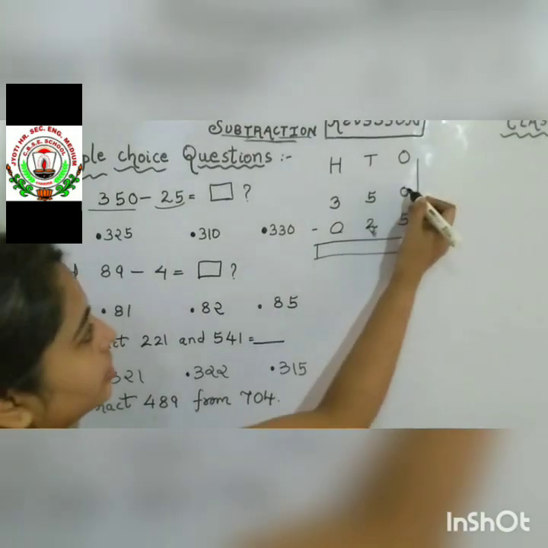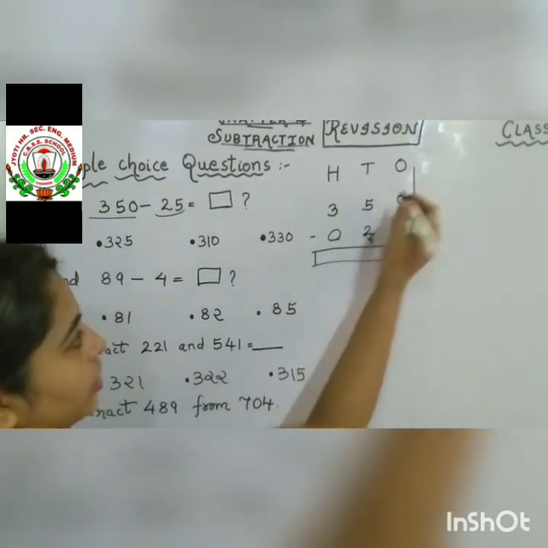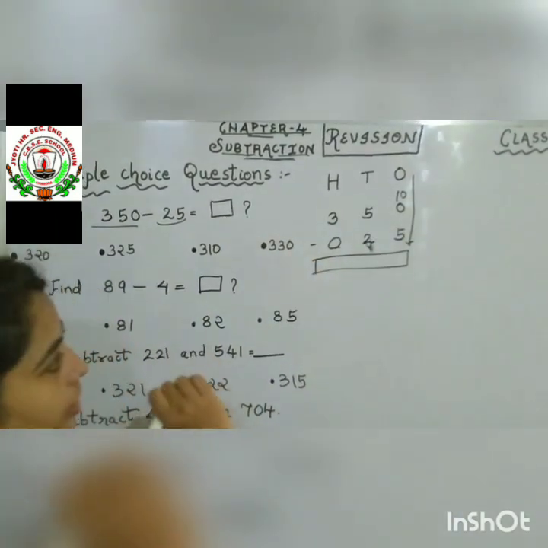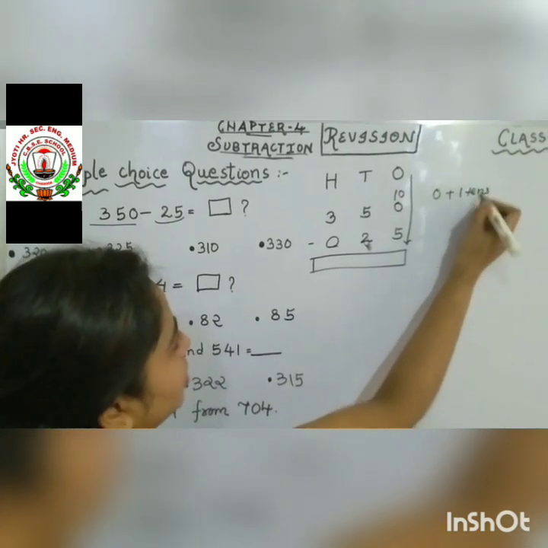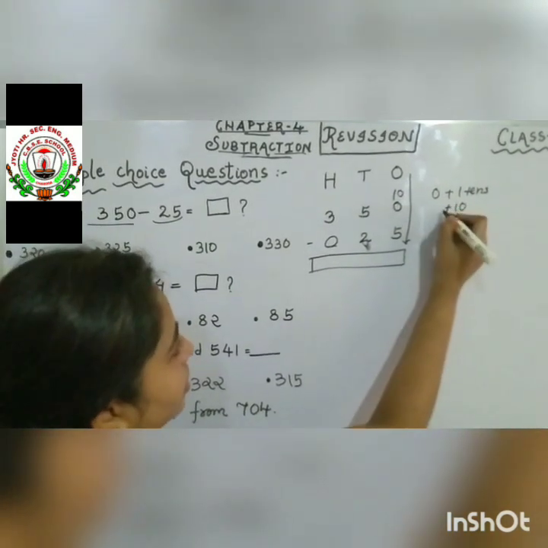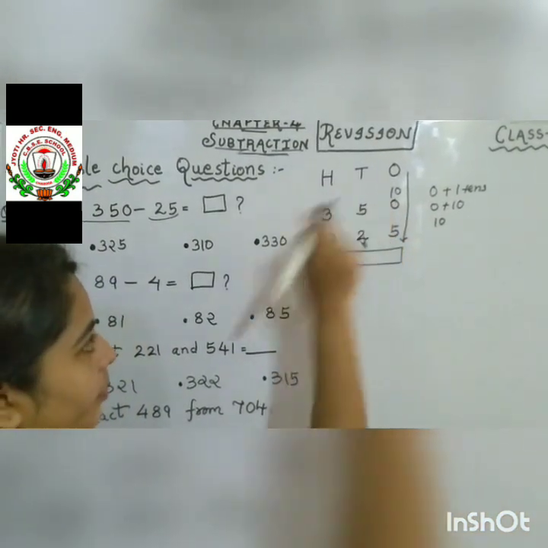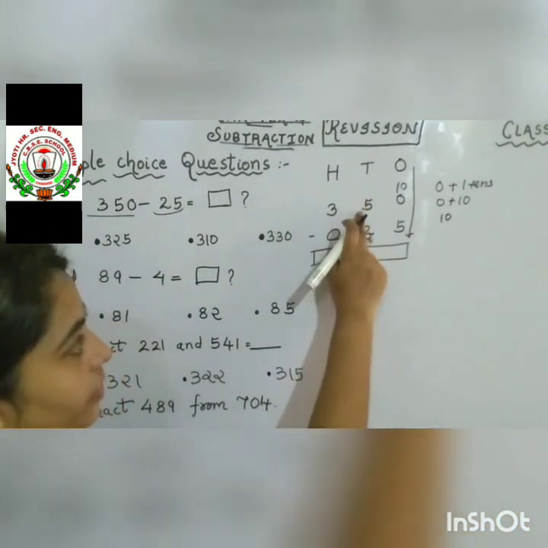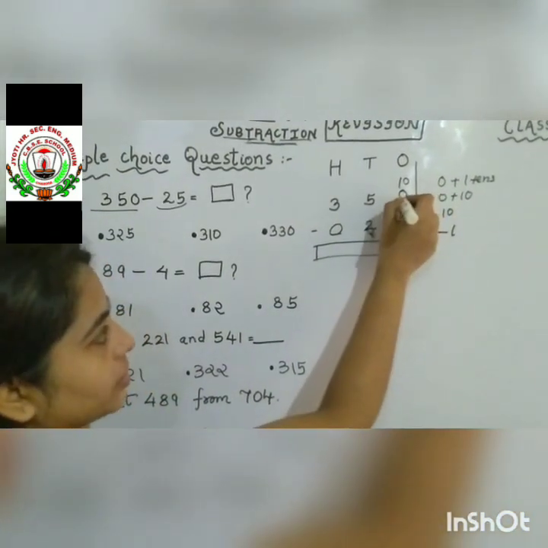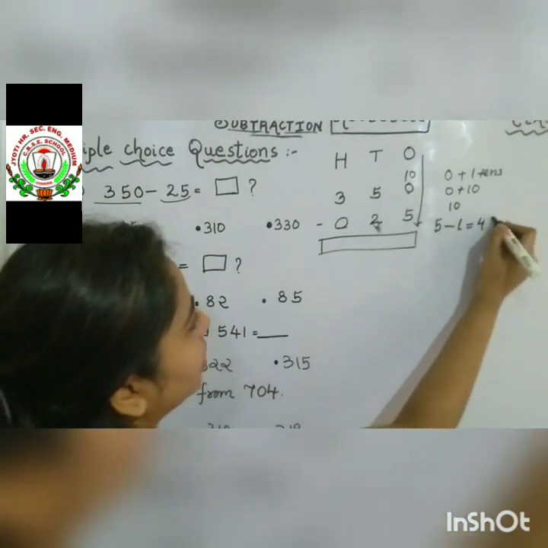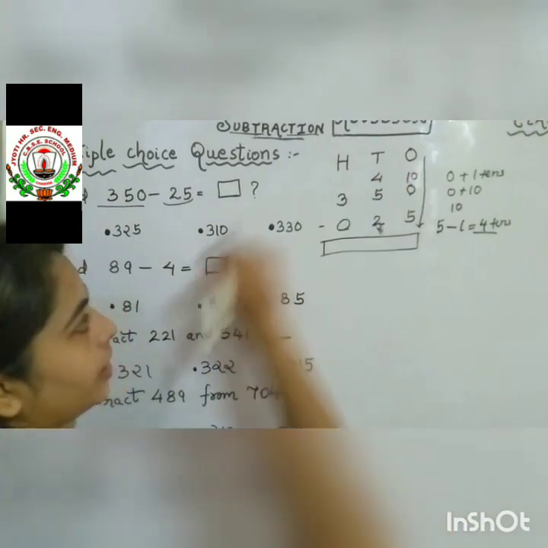So in this case, this 0 will ask for some number from the tens place. It will borrow. So the new number becomes 0 plus 1 ten. 1 ten means 10. 0 plus 10 is 10. So the new number in the ones place is 10. Now in the tens place we have the number 5. This 5 has given 1 to the ones place, so the new number in the tens place is 4.